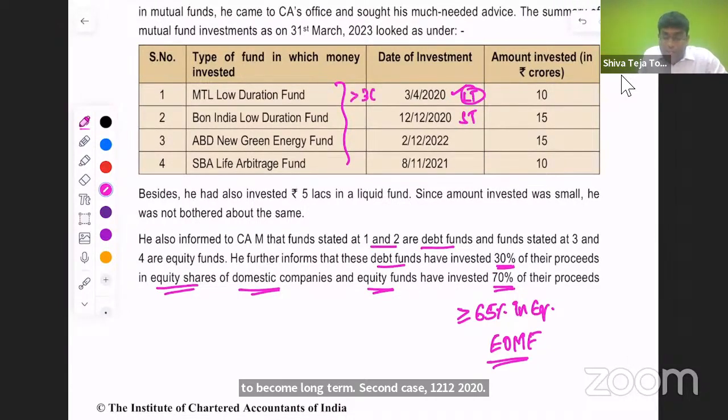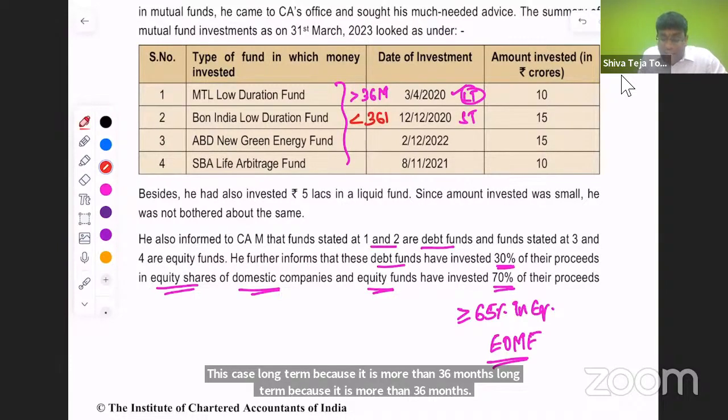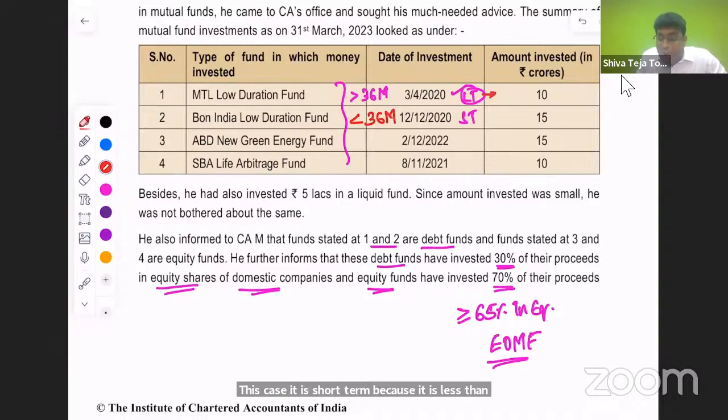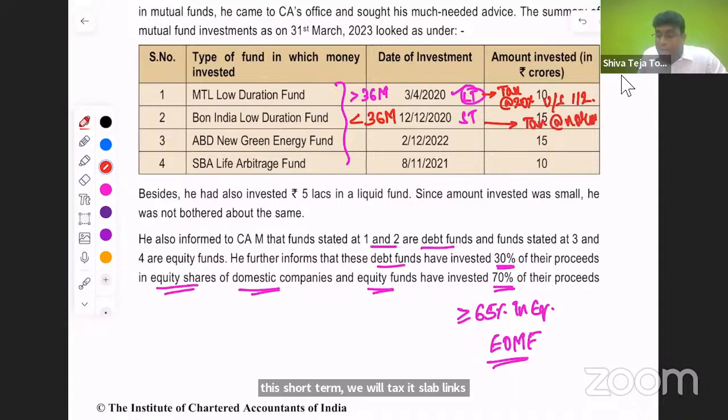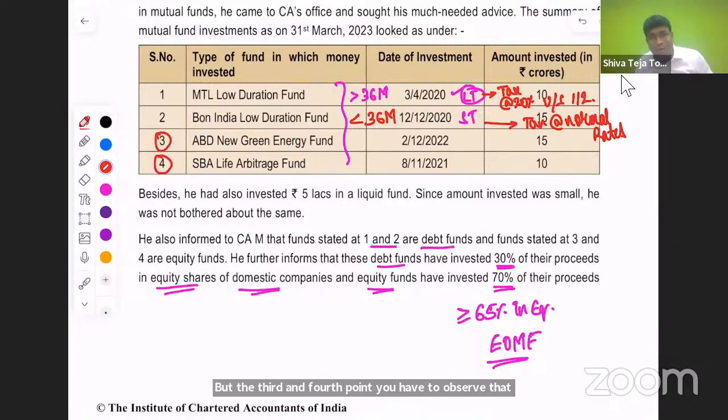In this case, it is long-term because it is more than 36 months. In this case, it is short-term because it is less than 36 months. And here it is long-term, my dear friends. We will tax at the rate of 20% under section 112. And in this short term, we will tax at slab rates. That is nothing but your normal rates applicable, because there is no special rate of tax in case of debt-oriented mutual fund. But the third and fourth point, you have to observe that they are equity-oriented mutual fund.